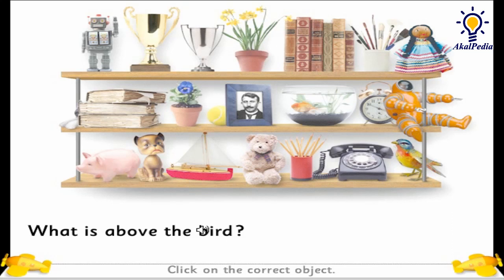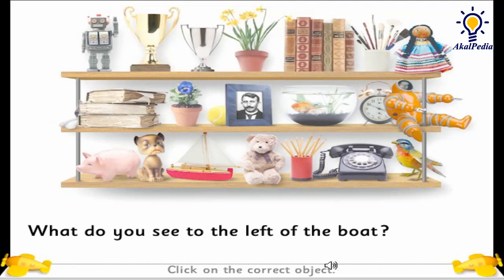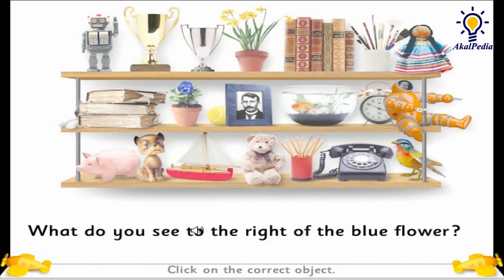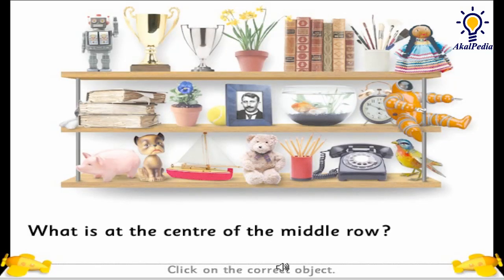Click on the correct object. What is above the bird? Di atas burung. Click on the correct object. What do you see to the left of the boat? Di kiri perahu. Click on the correct object. What do you see to the right of the blue flower? Click on the correct object. What is at the center of the middle row?